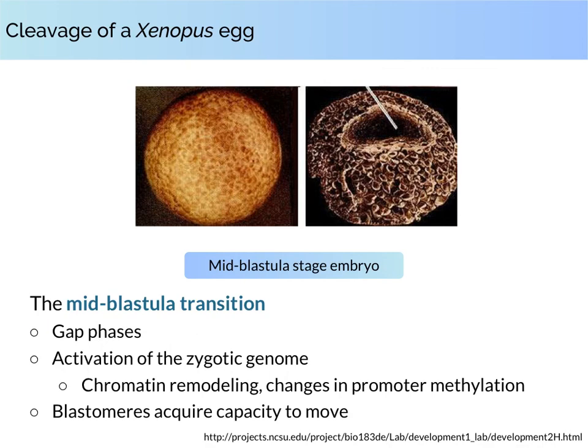Finally, another important consequence of the mid-blastular transition is that the cells acquire the capacity to move. And this capacity is important given the extensive cell movements that need to take place during gastrulation.